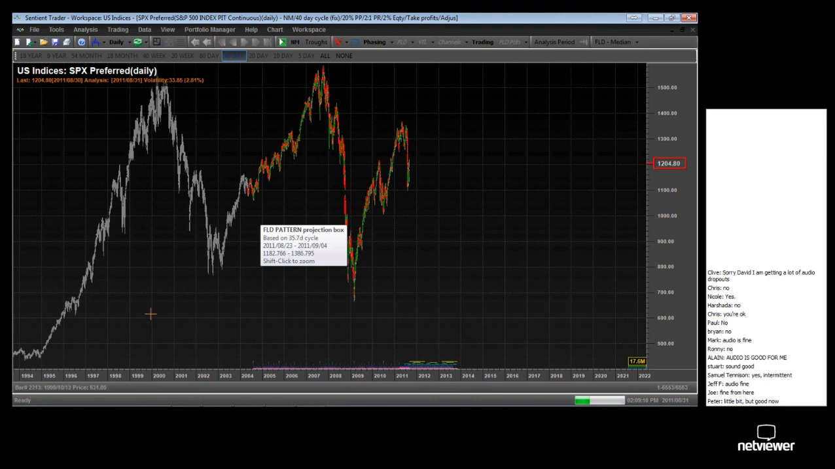Let me zoom all the way out. And here you can see data going all the way back to 1994. This is the S&P 500, SPX. And you can see the first part of the chart is grayed out, which means the software is not actually analyzing that part of the data.